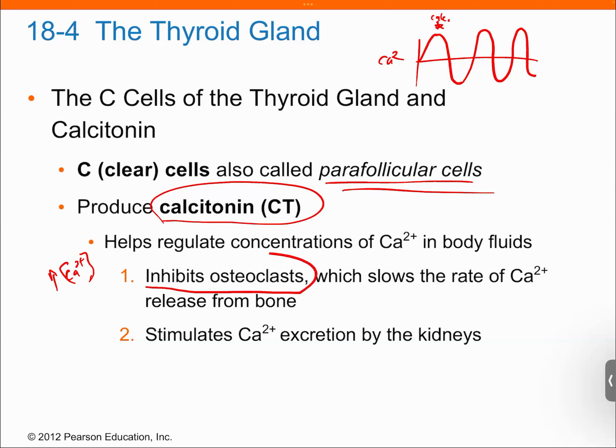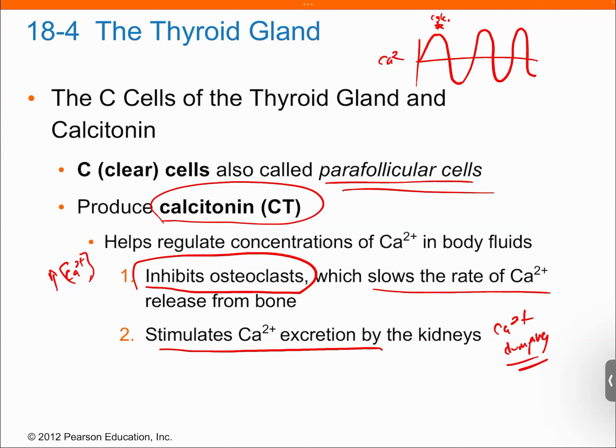One of the ways that it does is it does a couple of things. So it's going to inhibit osteoclasts. What do osteoclasts do? They break down the bone, right? And they release the minerals, calcium included, into the bloodstream. So if you inhibit osteoclasts, then this is going to slow down your calcium release from the bone, which makes a lot of sense, right? You already have a lot of calcium. That's not the direction you need to go. So it shuts this off. The other thing is it actually stimulates kidney dumping. So if you stimulate the dumping of calcium through the kidneys, then that should bring your blood calcium levels back down. Okay.